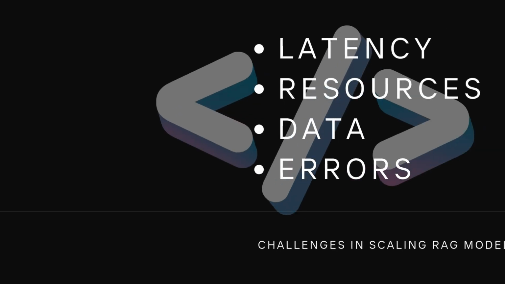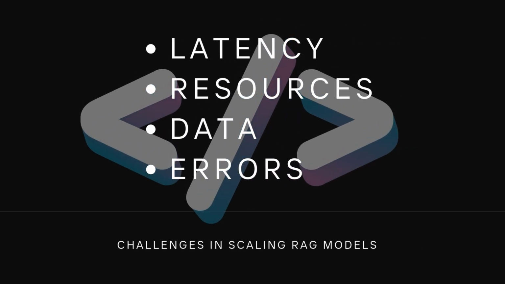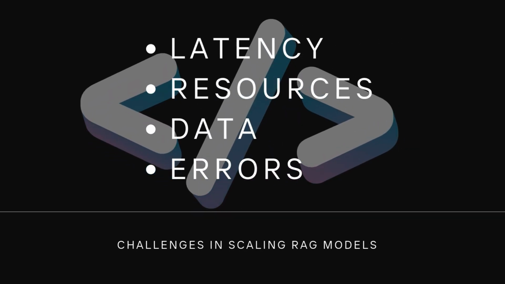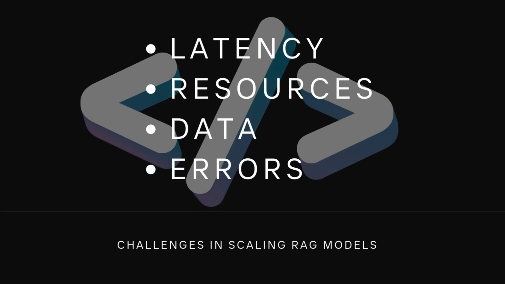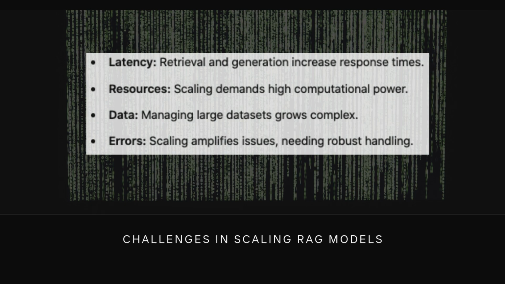Let's dive in. Scaling RAG models requires careful planning due to their hybrid nature, involving both retrieval and generation components. Let's discuss some key challenges. High latency. Combining retrieval with generation can lead to increased response times. The retrieval system needs to query large datasets, and the generative model must process this data, potentially introducing delays.